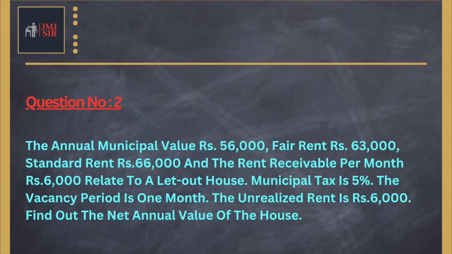Question number 2. Here is the instruction. The annual municipal value rupees 56,000, fair rent rupees 63,000, standard rent rupees 66,000, and the rent receivable per month rupees 6,000 relate to a let out house. Municipal tax is 5%, vacancy period is 1 month, the unrealized rent is 6,000. Find out the net annual value of the house.